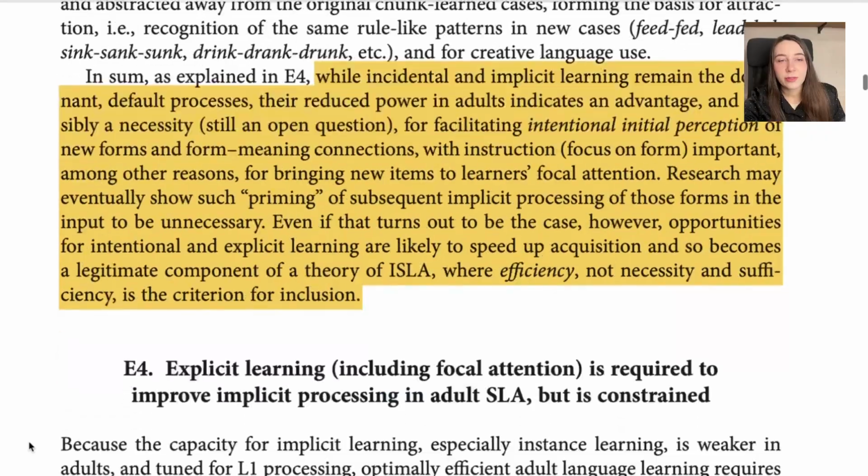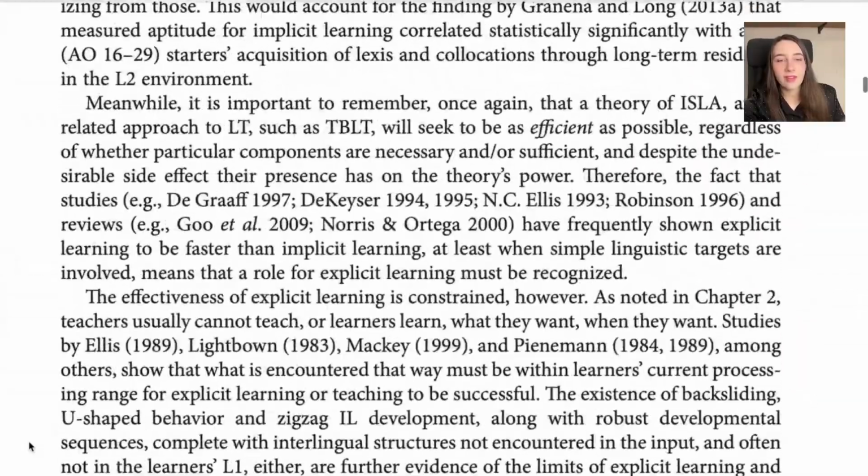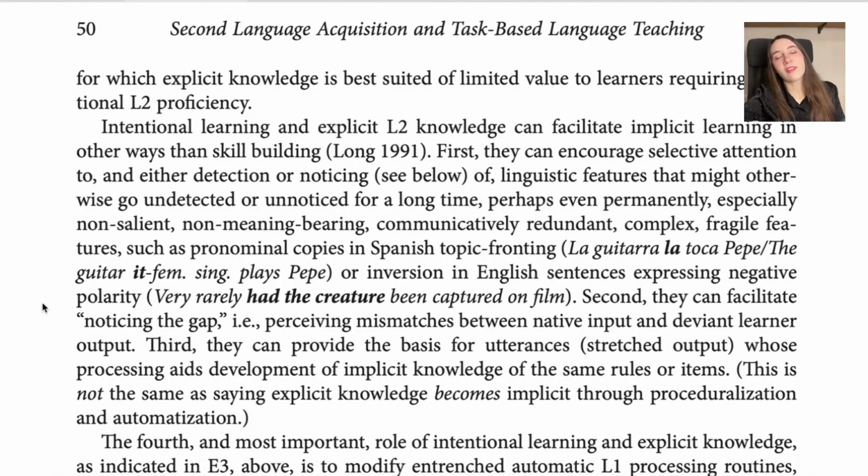Okay, and we're getting to his theory of second language acquisition. So in this part, he is trying to explain why explicit instruction is useful, because as we said before, Long is opposed to the skill building model of language learning. So he disagrees that you could be taught something explicitly and then proceduralize it through controlled practice, and then automatize it through communicative practice. So just to read another passage: intentional learning and explicit second language knowledge can facilitate implicit learning in other ways than skill building. Okay, because he disagrees with skill building. And so he's trying to explain, because he's acknowledged explicit learning is really helpful, but not because of skill building.